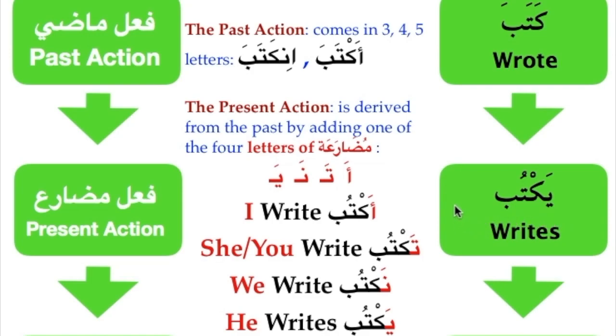And if you go back to lesson 3, you'll see the template for all the different kinds of kataba yaktub. Anyhow, so the way we do this is by adding one of the 4 mudara'a letters, a, ta, na, and ya. And we have like those 4 examples. So aktub means I write, taktub means you or she writes, naktub is we write, yaktub is he writes. So you can see that we have 4 options, 4 letters that give us 4 different meanings.